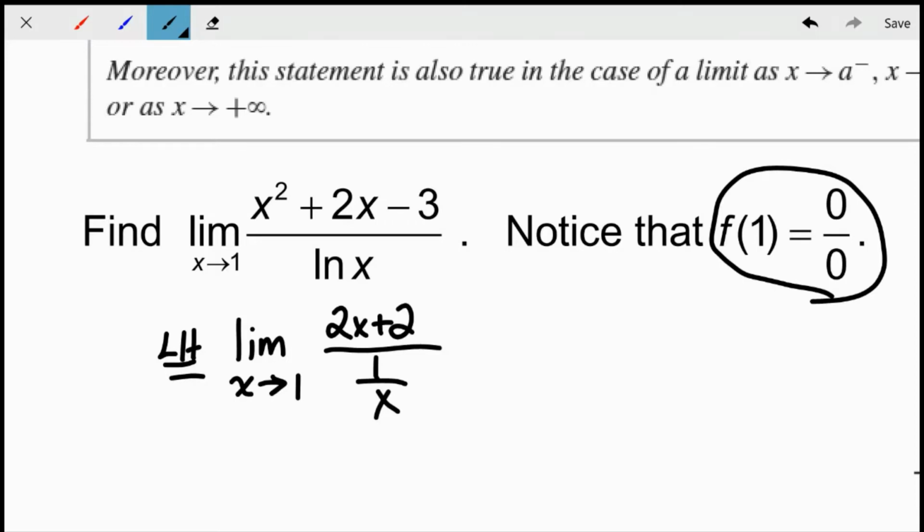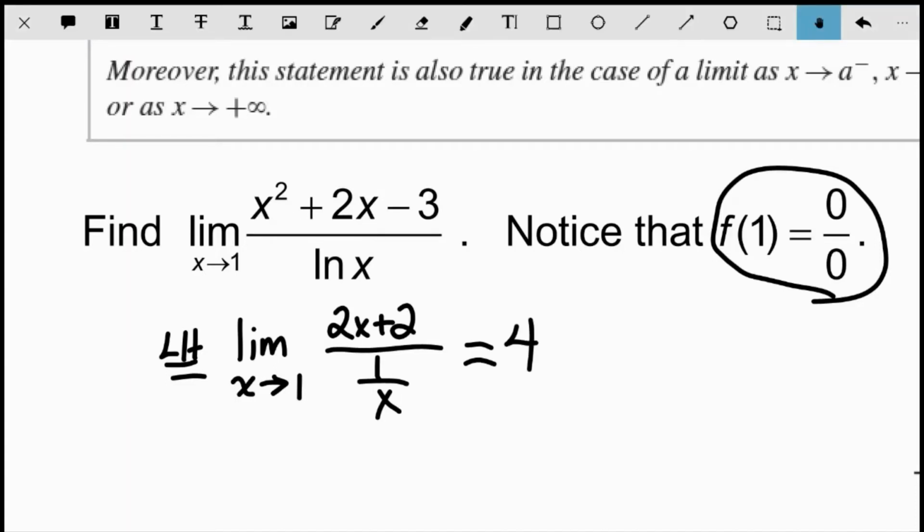And then from there, I've got it in a form where now if I plug 1 into the numerator and the denominator, I'm actually going to get a numerical value for a solution. And you can see this is actually going to be equal to 4. Okay, so that's essentially what L'Hopital's rule is. And that's a really basic example of it, but that's the idea of it.